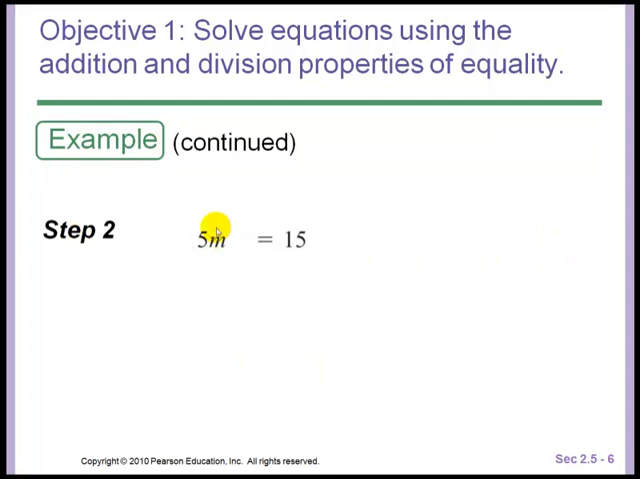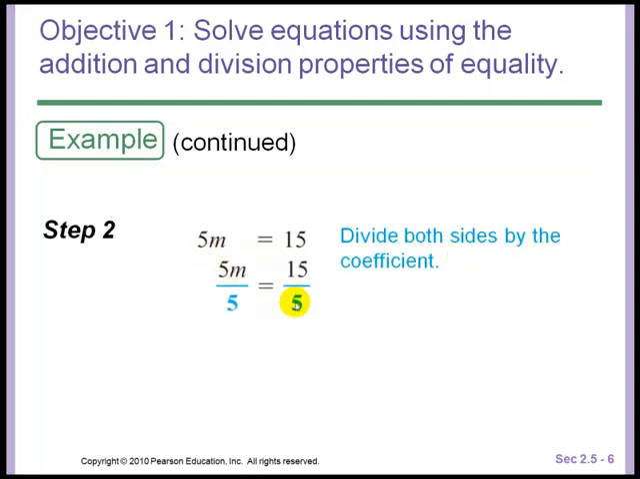Step 2 is to get a coefficient of 1. So this is 5 times m. Remember, when there is no symbol written here, there's actually multiplication. So this is 5 times m. If our goal is to get this to be a 1, we need to divide both sides by the same thing, namely the coefficient. So if I divide both sides by 5, 5 divided by 5 will be 1.